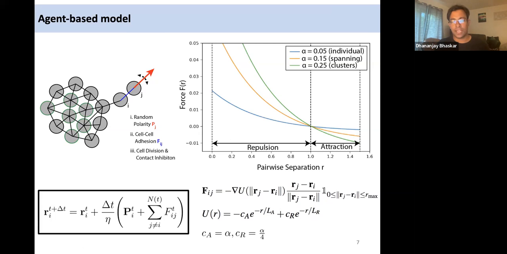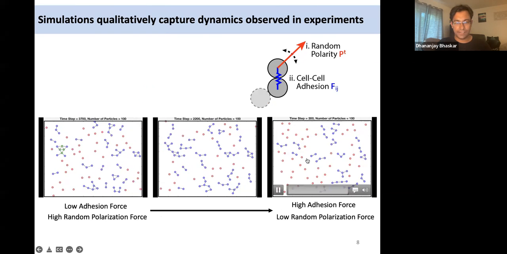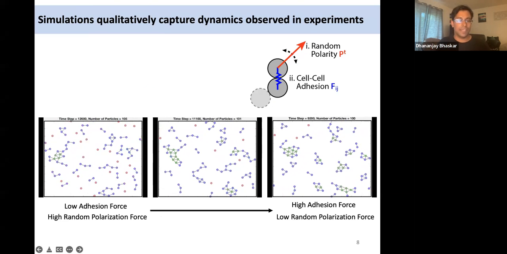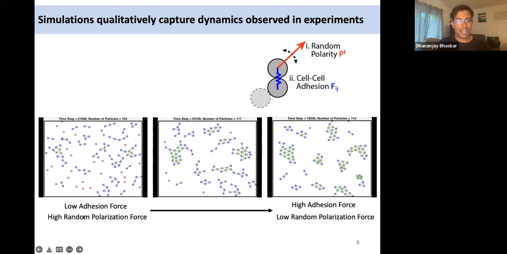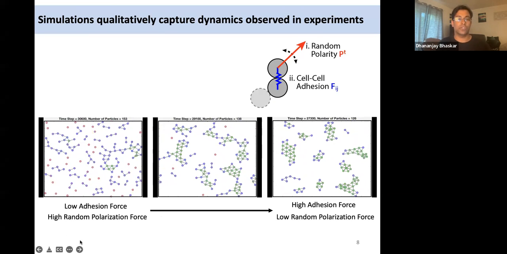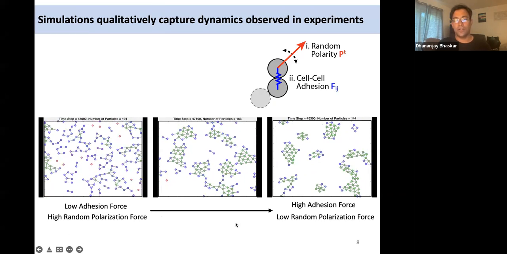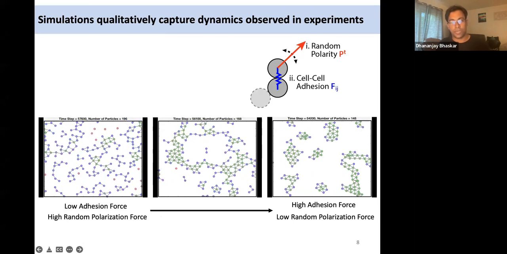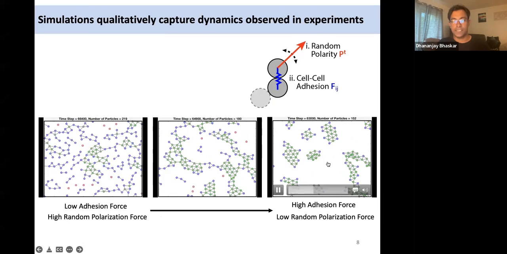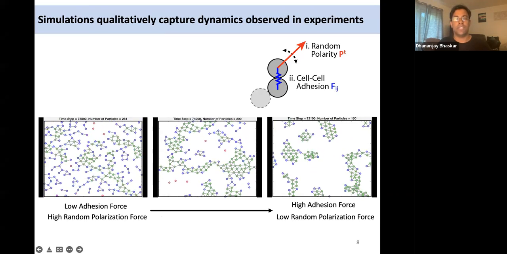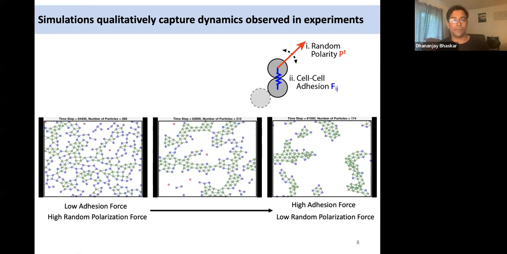And so this attraction and repulsion is controlled by this parameter alpha, which I'm going to tweak. So the larger alpha is, the more attractive these cells are to each other, and so the more the likelihood that they're going to form a cluster. And so what this looks like in practice, and I'm going to play all three simulations here at the same time, is at low adhesion and high polarization, they are going to be very motile. They're also going to divide in these simulations, and they're not going to form any kind of cluster morphology. On the right-hand side, with high adhesion and low random force, they are going to form these compact and stable clusters. And in the middle, we have the formation of this branching network or the spanning network.